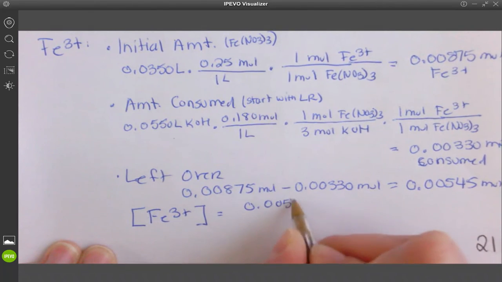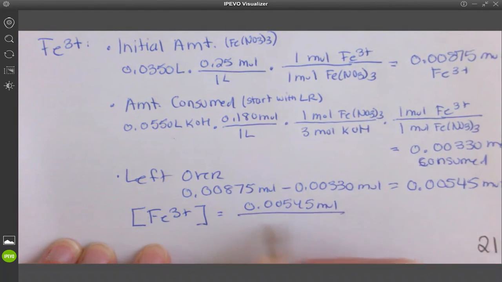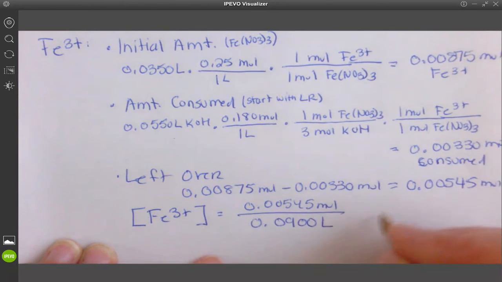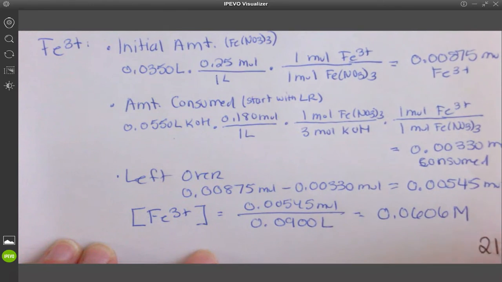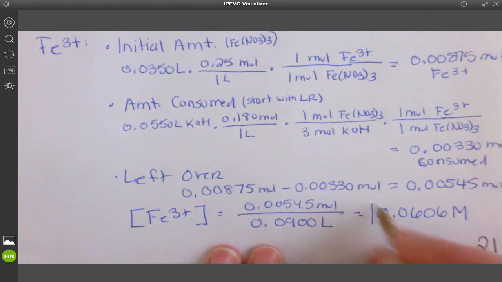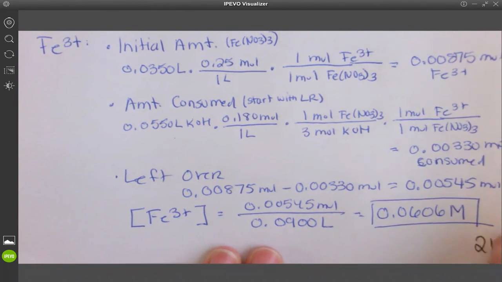I can now find my final concentration of my iron 3+ ions using that mole amount that I just calculated, divided by that same total volume, the 0.0900 liters, which is going to give me 0.0606 molar concentration. And that gives me my last one.